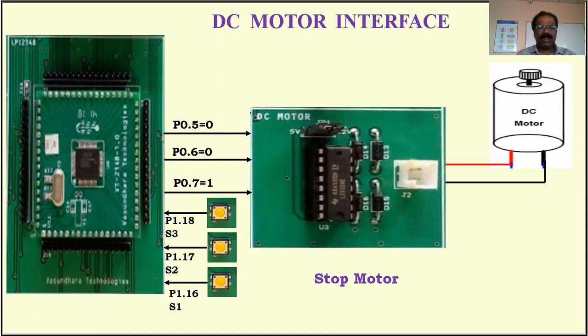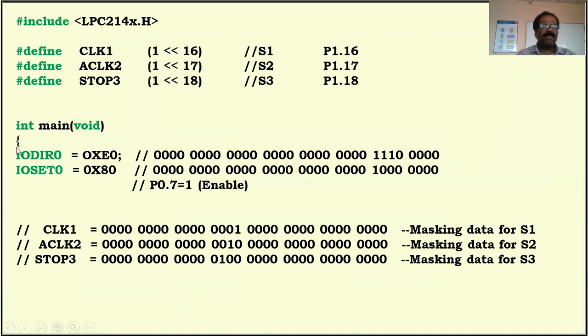Therefore, when I'm writing the program, you have to configure the pins P1.16, P1.17 and P1.18 as input. Anyhow, if you go for the IO direction registers, by default all are 0. Therefore, by default it's an input only. But for P0.7, P0.6 and P0.5, you have to configure these three lines as output. Now, this is the program.